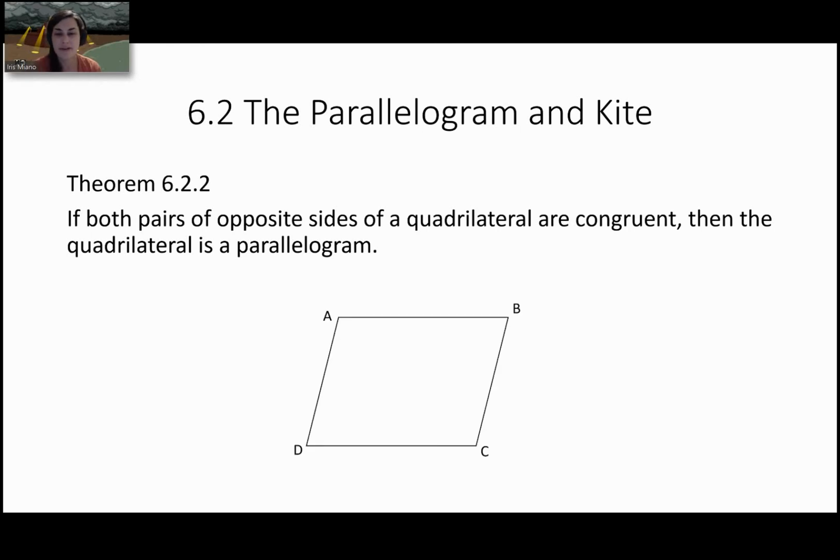So give yourself a generic quadrilateral at this point. Not sure if it's a parallelogram. What do we need to establish before we can prove that it's a parallelogram? Well, if you're going to use this theorem, you have to establish that opposite sides are congruent for both pairs of opposite sides. If you can show that much, then that's enough to say quadrilateral ABCD, in this case, is a parallelogram.